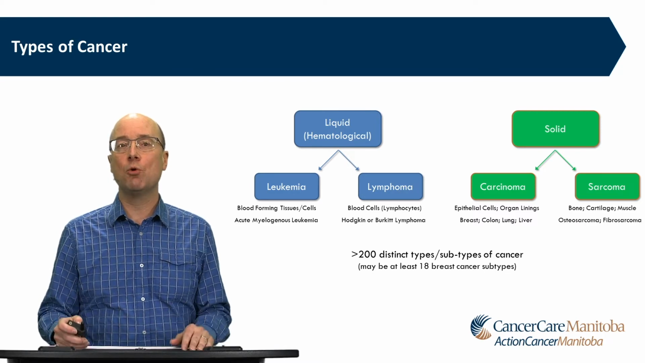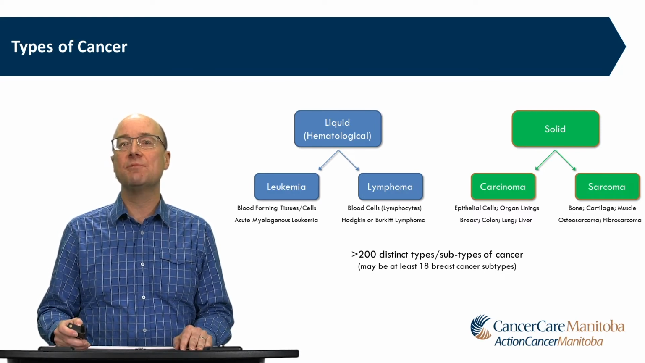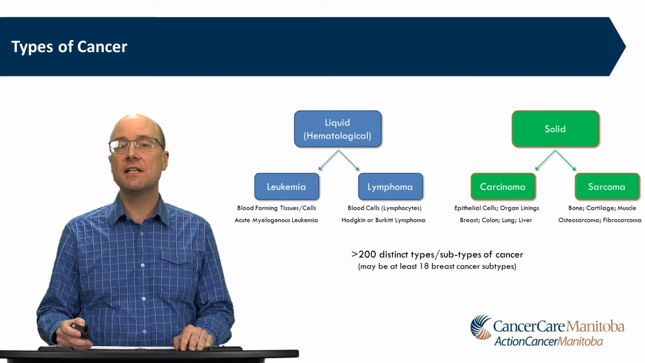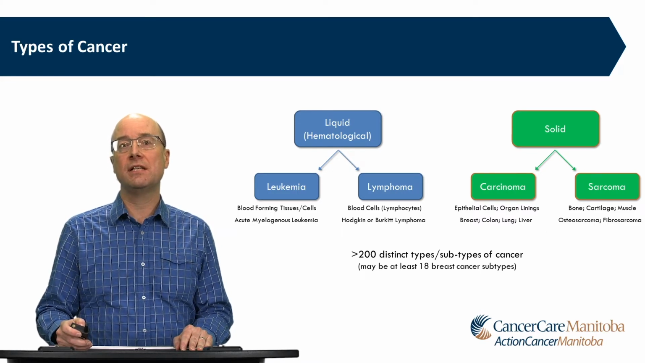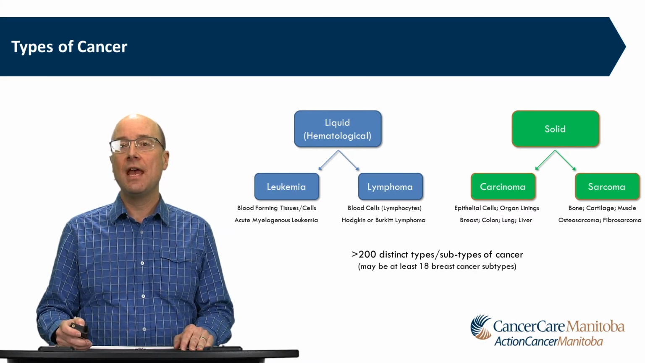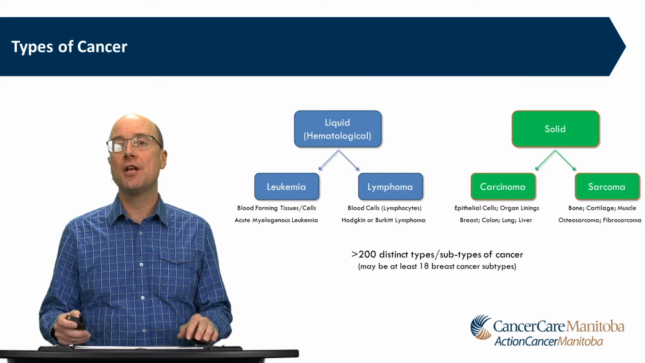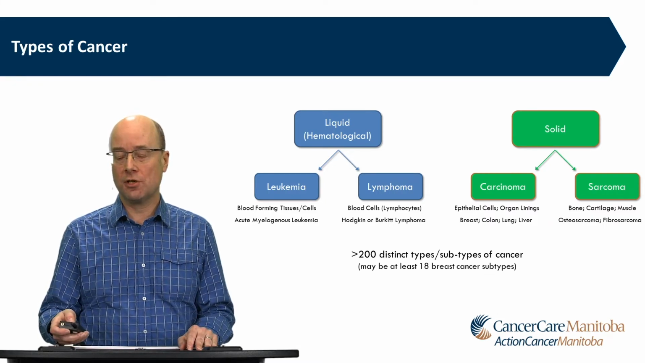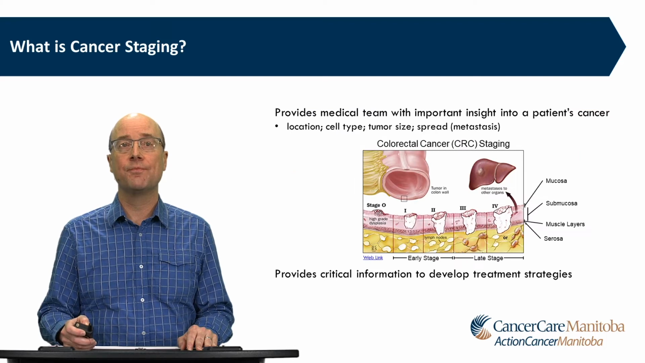Now, in general, there are more than 200 distinct types and subtypes of cancer. In fact, it's estimated there are at least 18 distinct breast cancer subtypes. And it's really this diversity, or heterogeneity, that makes it so challenging to combat these specific cancers.